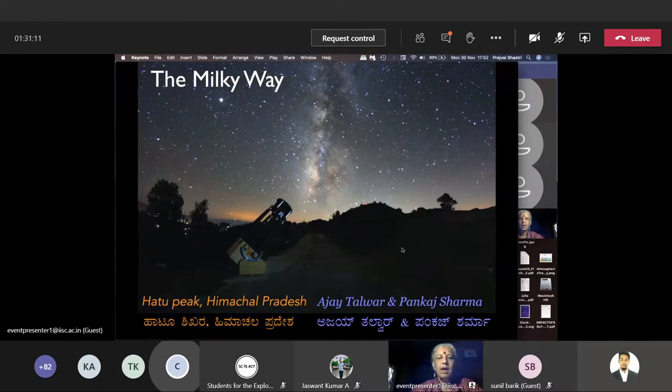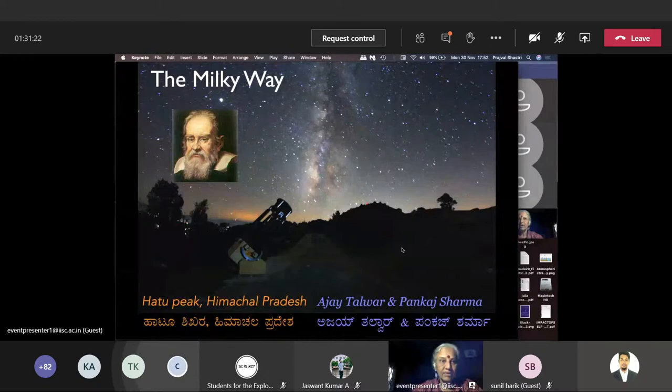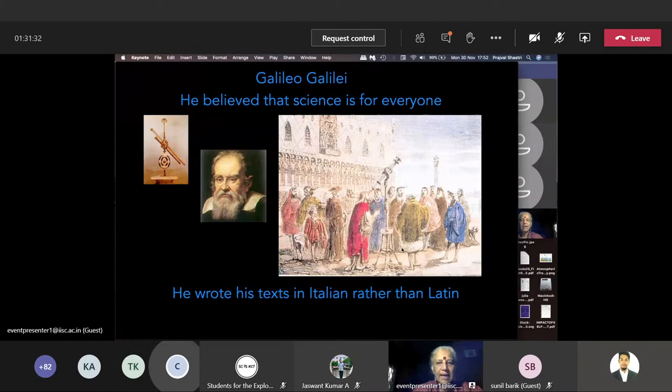So now let me go back to the Milky Way. The milkiness of the Milky Way was first discovered by Galileo Galilei as due to billions of stars. As you probably know, Galileo made many landmark discoveries, like the moons of Jupiter and phases of Venus, and the reason for the milkiness of the Milky Way. One important thing I want to remember about Galileo is that he believed that science is for everyone. So it was very common for him to take his telescope to the marketplace and show things that he had discovered to members of the public. And he wrote his texts in Italian rather than Latin in order to make them accessible to everyone and not just to scholars who knew Latin.